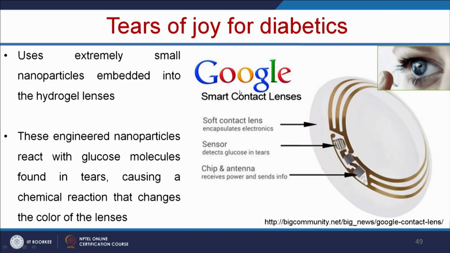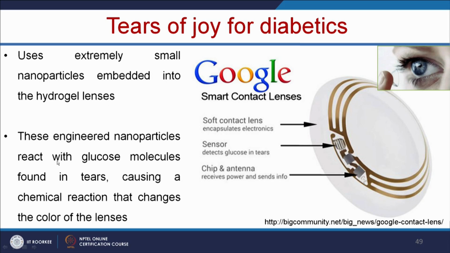Recently Google made a smart contact lens. This contact lens has a sensor, and it can detect the glucose in the tears. This technology uses small nanoparticles which are embedded into these hydrogel lenses.